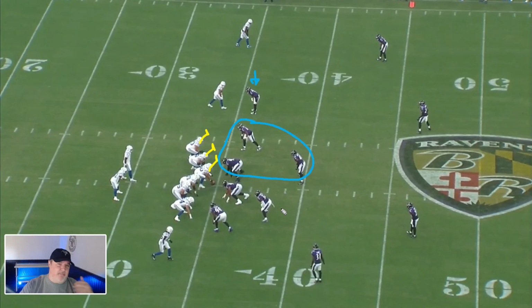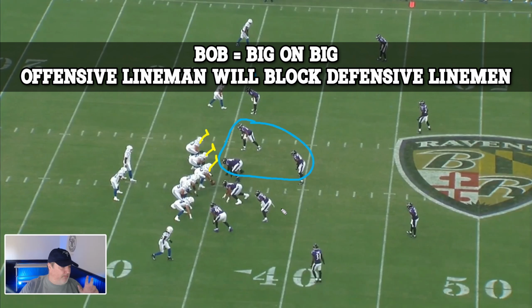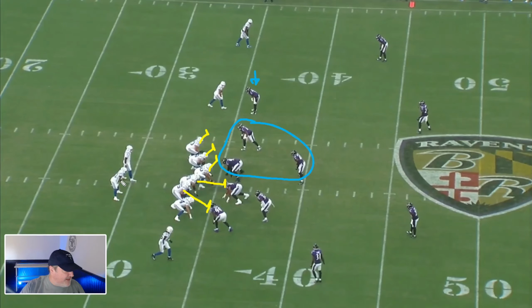On the side that the back steps to, which in this case is the right side of the line, they will do what's called a BOB or big on big block. So the right guard, he would have the defensive tackle. The right tackle has the defensive end. And then the running back, he has this linebacker right here. That's how it would be done with a half slide and then BOB on the side that the back is stepping to.